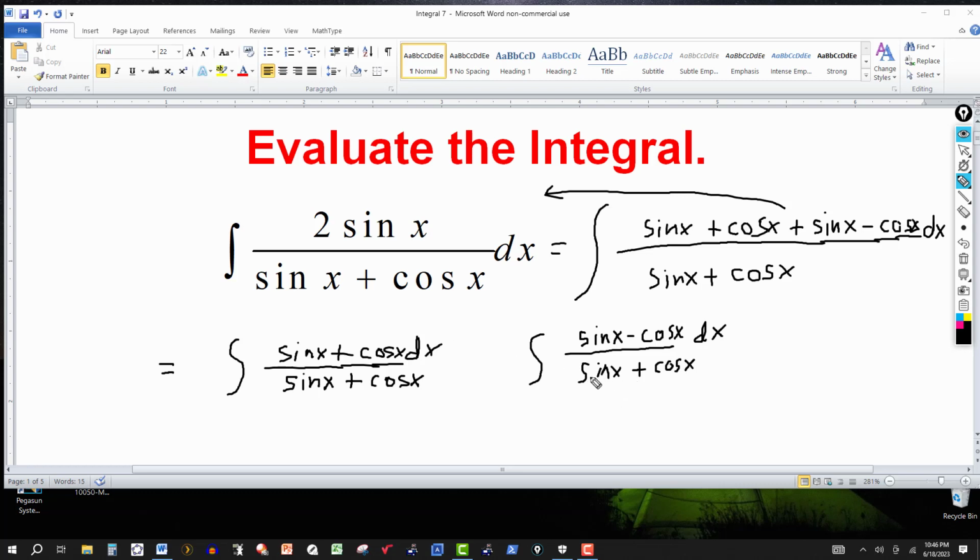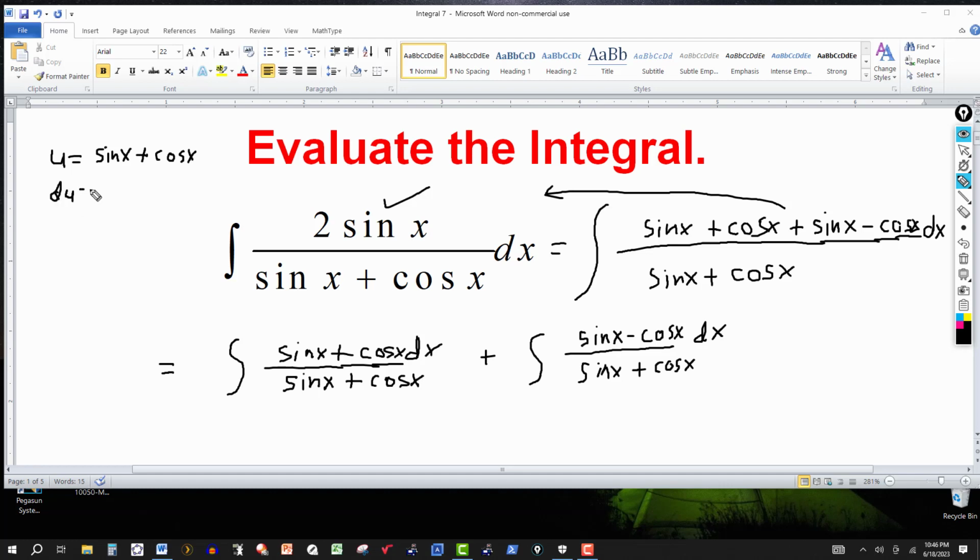Now, this would be a plus here. Notice we still have the same thing. Sine and sine is 2 sine, cosine and minus cosine cancel, so we still wind up with the original integral. Now I'm going to let u, for the second integral, because the first one's very easy. For the second integral, I'm going to let u equal sine of x plus cosine of x.